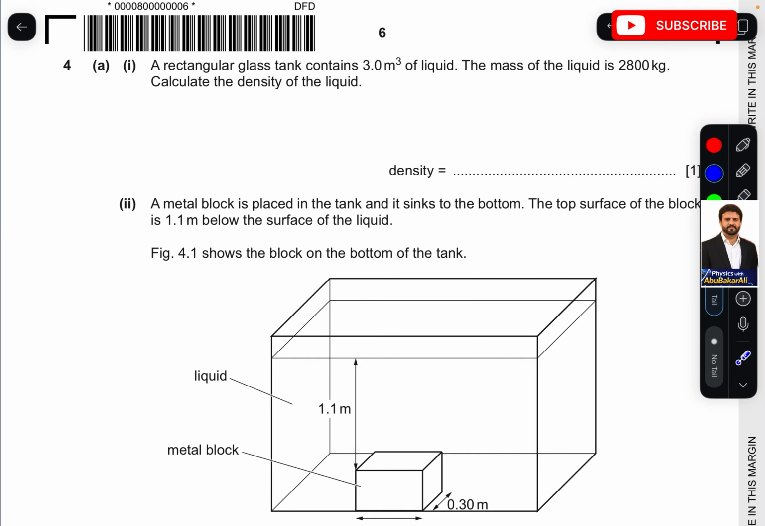Question 4. What do we have in this? A rectangular glass tank contains this much of the liquid. We have the volume. The mass of the liquid is given. Calculate the density. Okay, very simple. Density is mass divided by volume. You just have to put the values. Mass is 2800. Volume is 3. So 2800 divided by 3, you will get 930. And don't forget to write down the units, kg per meter cube.